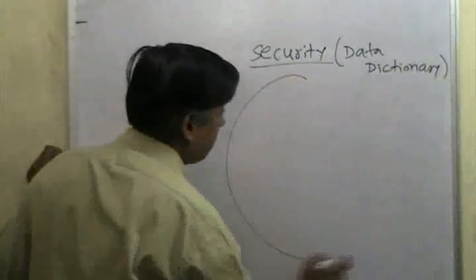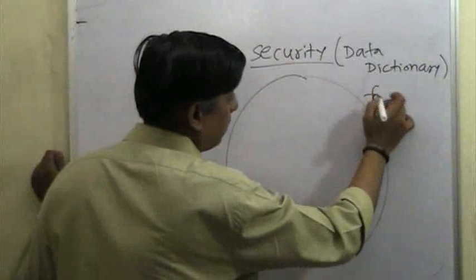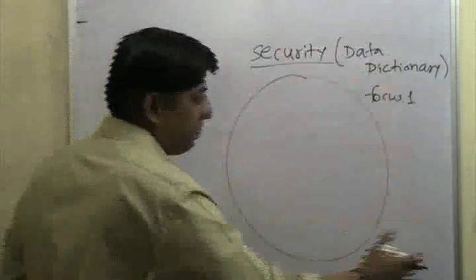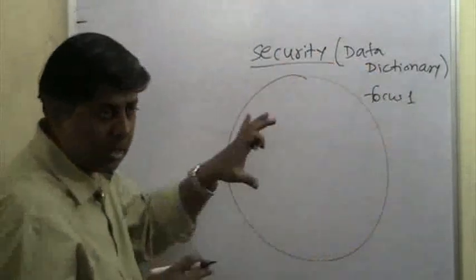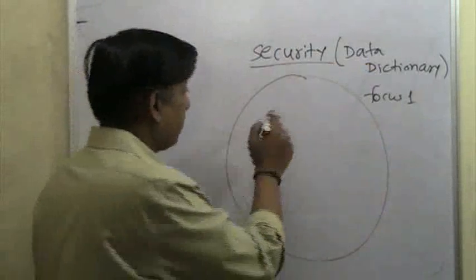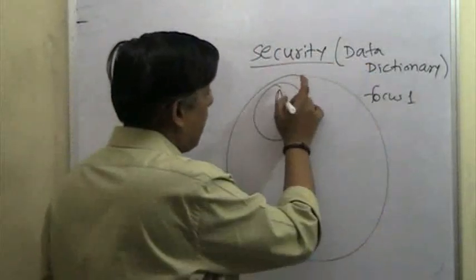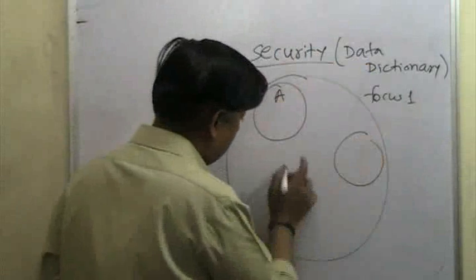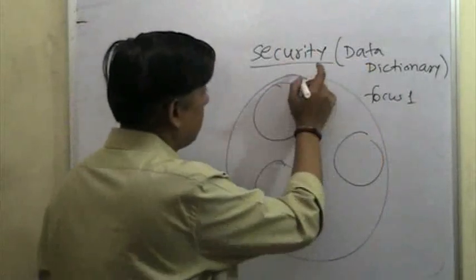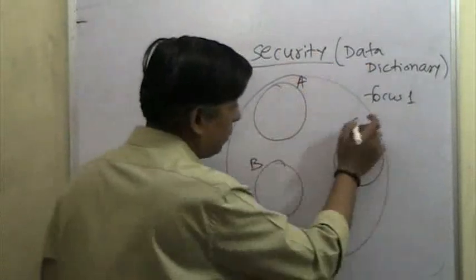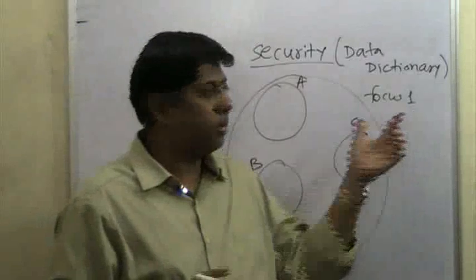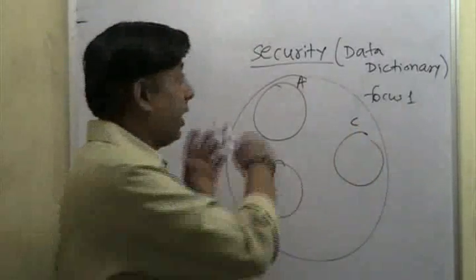This is our database. This is a database, focus 1. I am not drawing the diagram for the Unix machine or the Windows machine, but now we are inside the focus database. This is, let us say, user A, user B, and user C. User means schema. So there are 3 users created inside a database called focus 1. We will see how to create the users a little later.